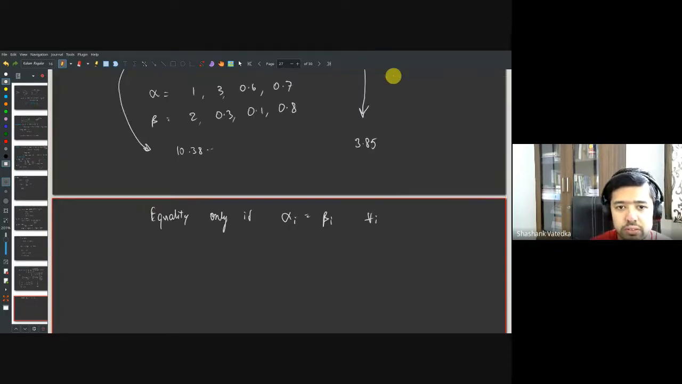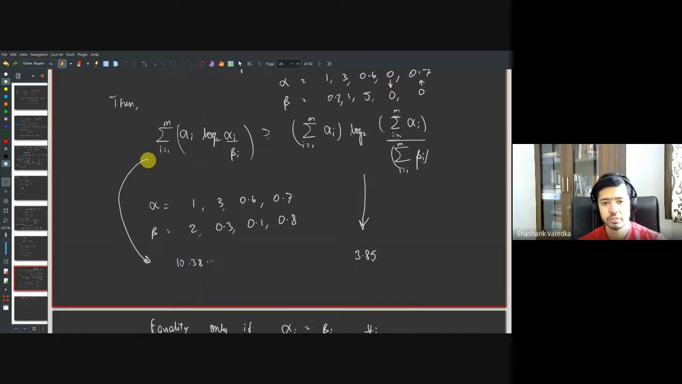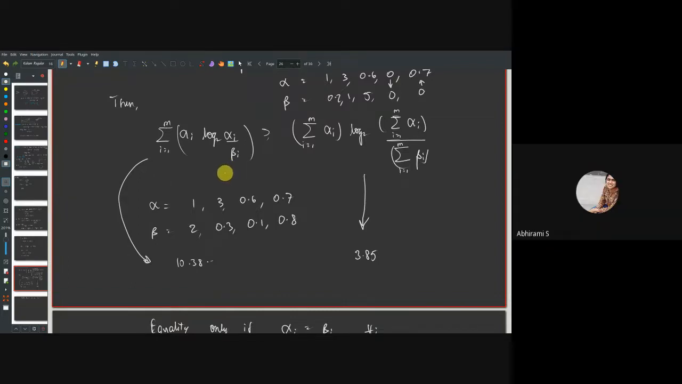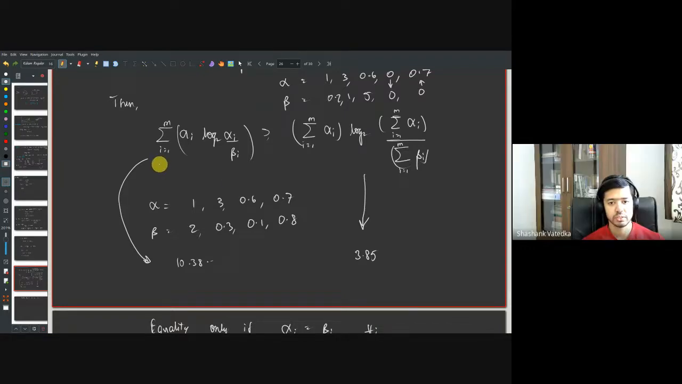Now let's look at this particular expression over here. Have you seen a similar expression before? Like probability we had in this... Correct. What does it look like? KL.